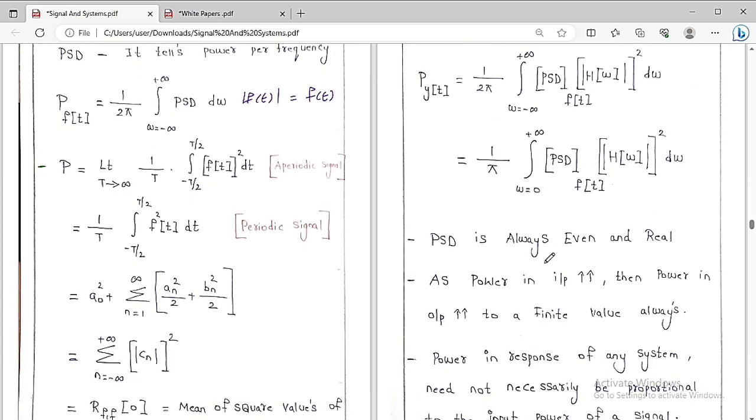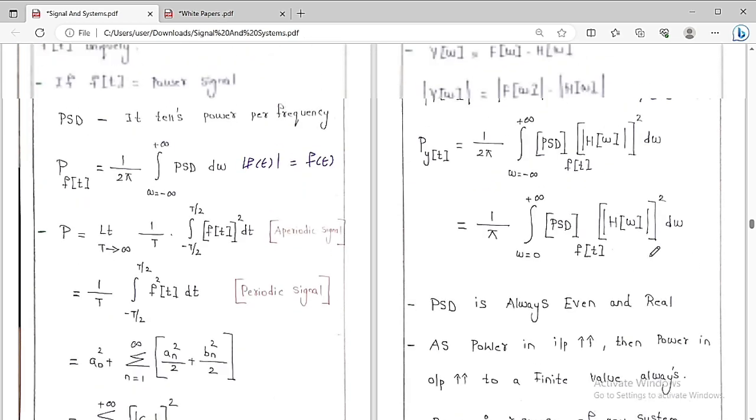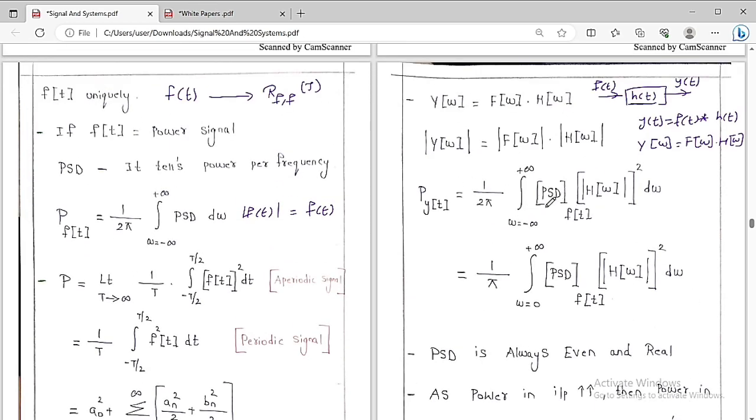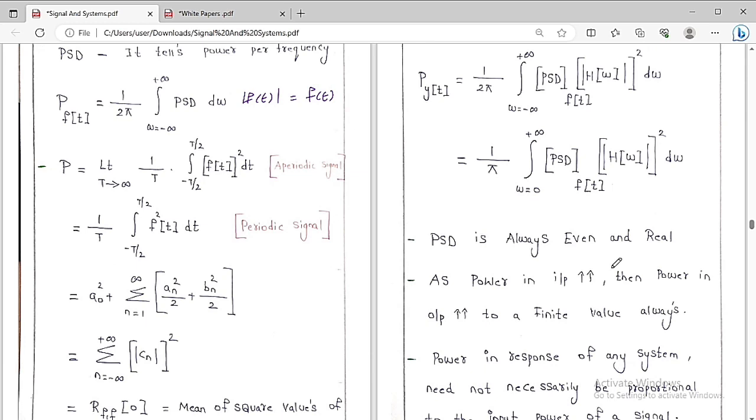The power spectral density is always an even function and a real function. What I told you is that this power spectral density is always even and also real. You are always going to get only real values.